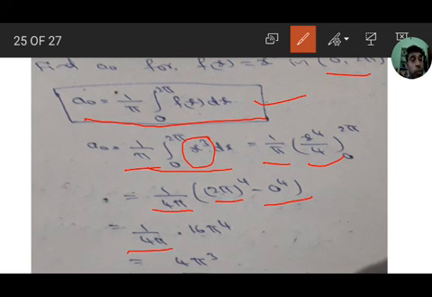1 by 4 pi, 2 pi all to the power of 4 means 2 into 2 into 2 into 2, 4 times, 16 pi to the power of 4. 1 pi cancels, pi cube, we get 4, 4 into 4 is 16 by 4, 4. So 4 pi cube is the answer.